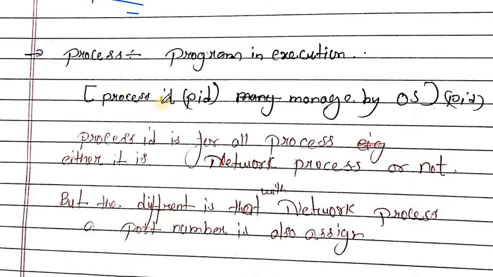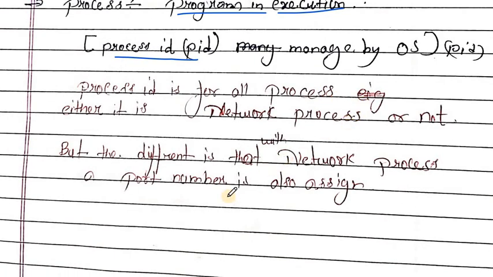So what is the process? The process is a program in execution. When a program comes for execution in RAM, it is called a process. Each process has a process ID, which is managed by the operating system. So the process ID is for all processes.